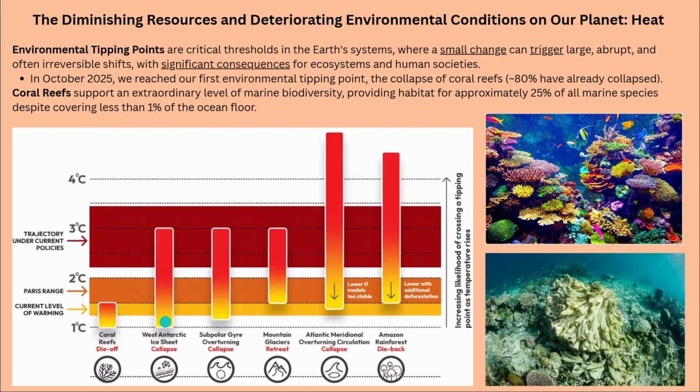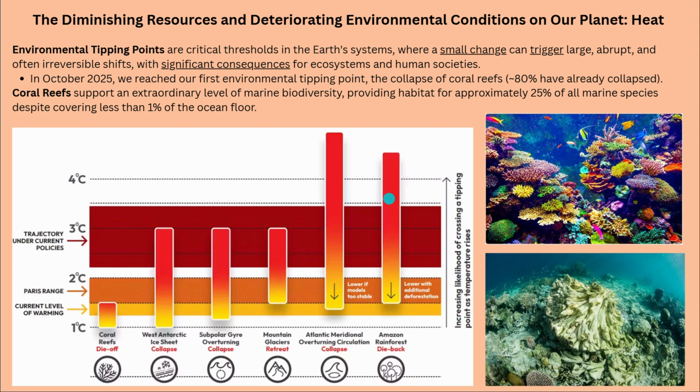On this one, it says between 1 and 3 degrees Celsius. It's indicating that this bar might shift downwards if the models were too stable and didn't account for everything. Again, this one's saying this will lower with additional deforestation. It's more likely to occur as we have less Amazon rainforest to begin with.